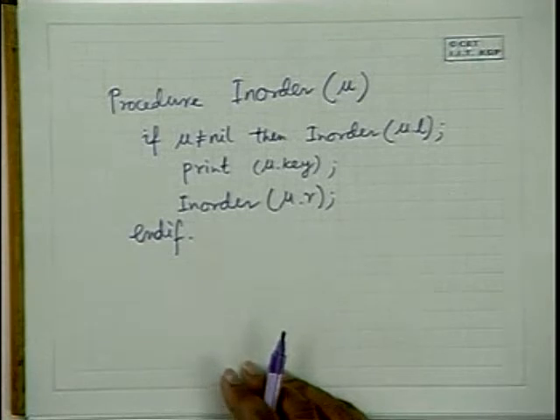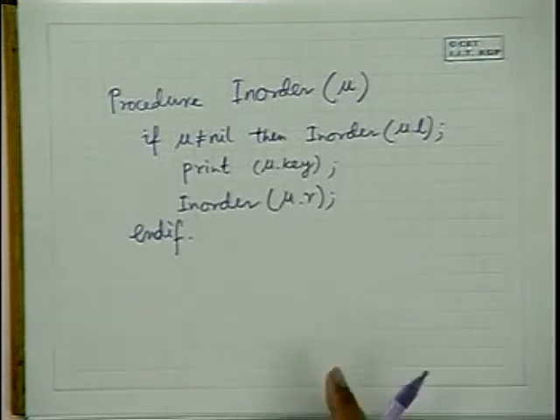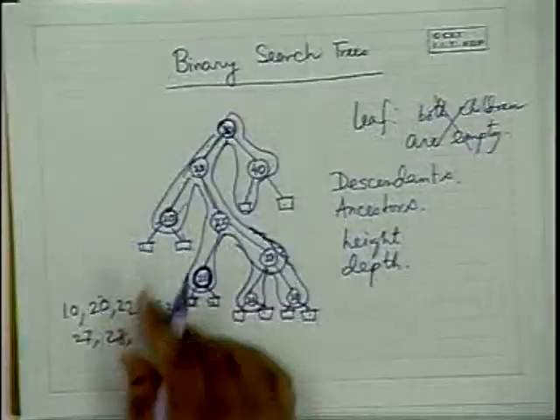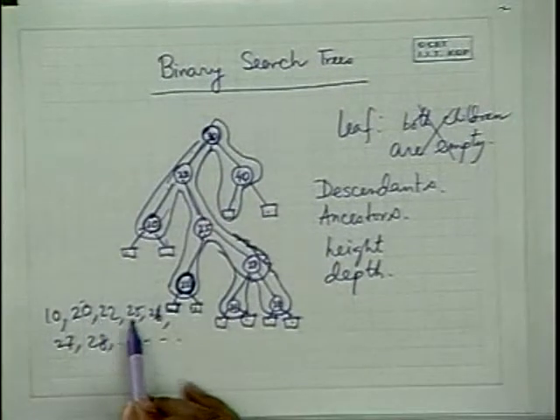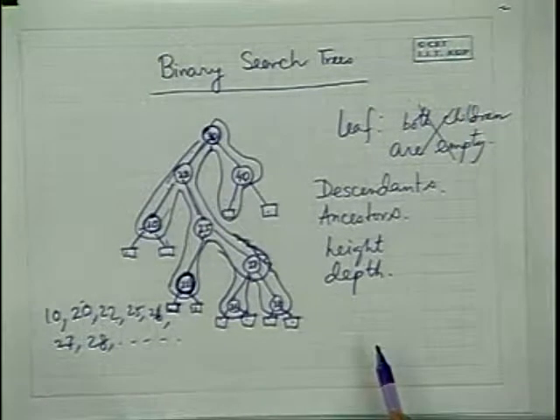So if you do an in order traversal of a binary search tree, the values which will be printed, they will be in what? Alphabetical order or? It's in an ascending order. So like here, you will get 10, 20, 22, 25, it will be sorted basically. Once you do an in order traversal of a binary search tree, you will get sorting of all the numbers.